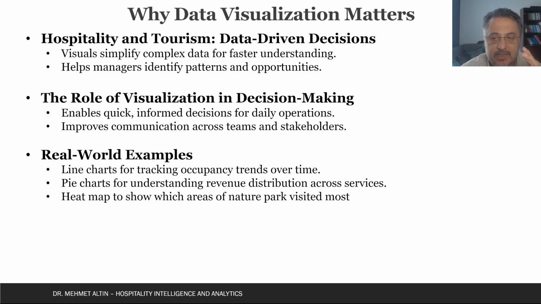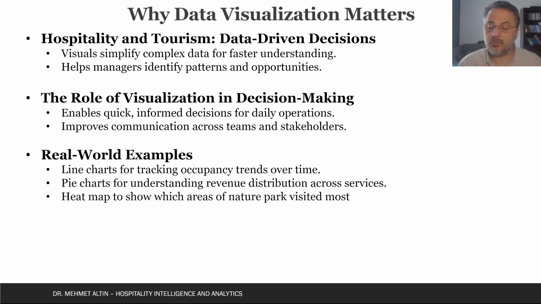Visualization also makes it easier to identify patterns, trends, and opportunities. Say a hotel manager might not have to analyze spreadsheets full of numbers. Instead, a line graph showing occupancy rates across months makes it clear when the busiest and slowest times are, so they can plan accordingly for staffing, or if it needs promotion, marketing, etc.